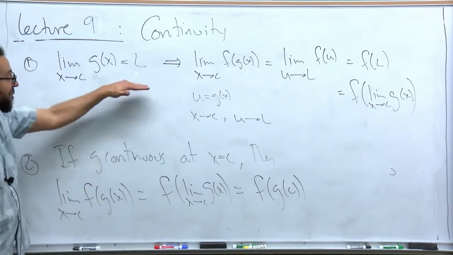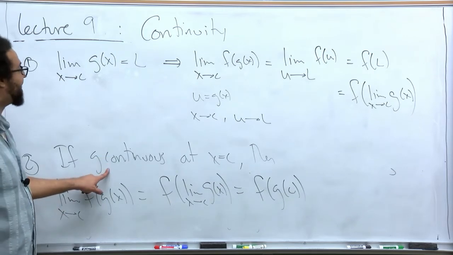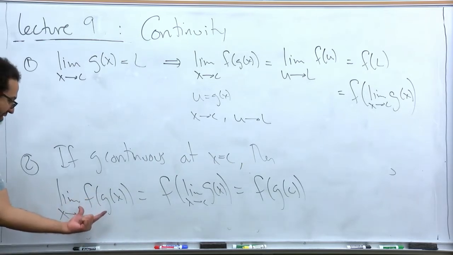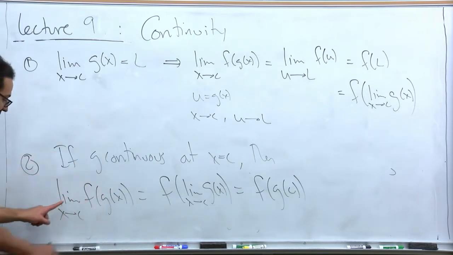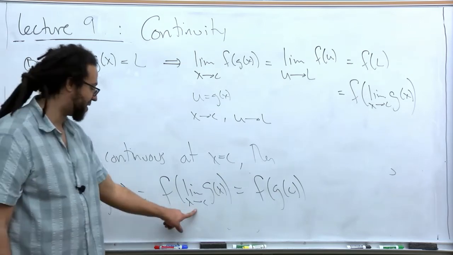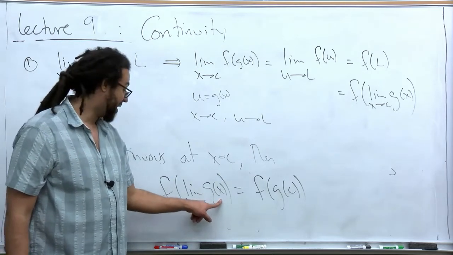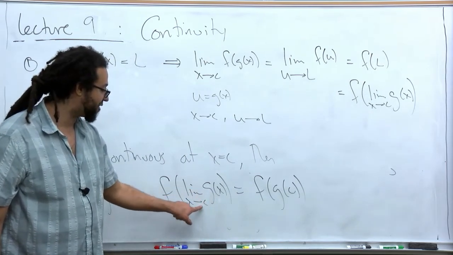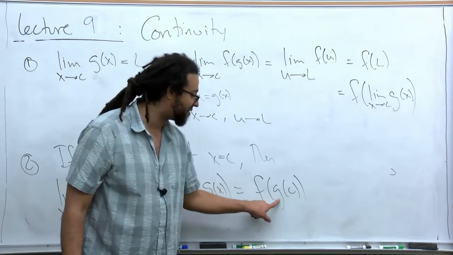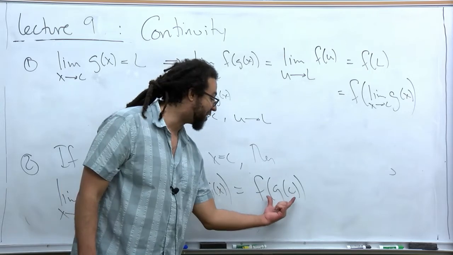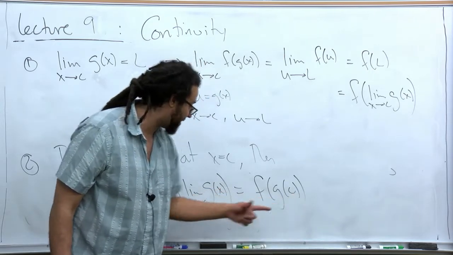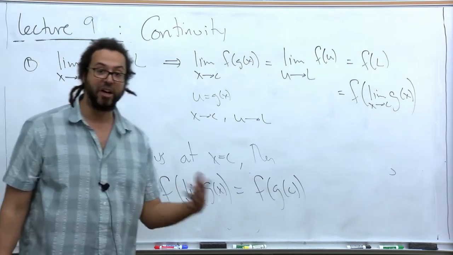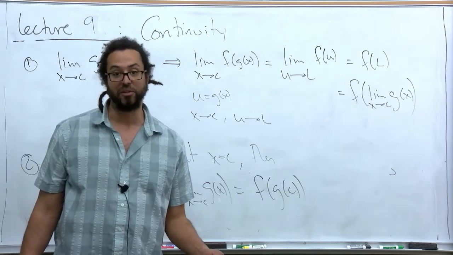Item 2 follows immediately from item 1. If g now is also continuous at x equals c, then the limit of this composition, well, from item 1, I know I can switch f and the limit. So now that's f of the limit as x approaches c of g of x. And now g is continuous, so I know that limit and value are the same. That means I can just plug a c in everywhere I see an x. So that's f of g of c. So now the value of the composition at x equals c is the same thing as the limit of the composition at x equals c. Therefore, the composition must be continuous.